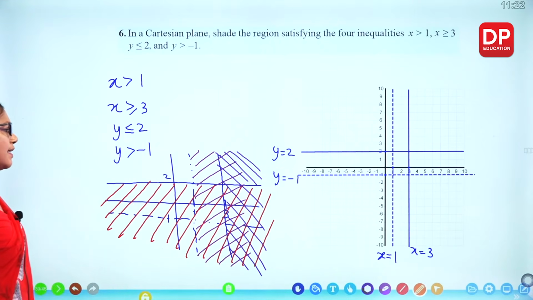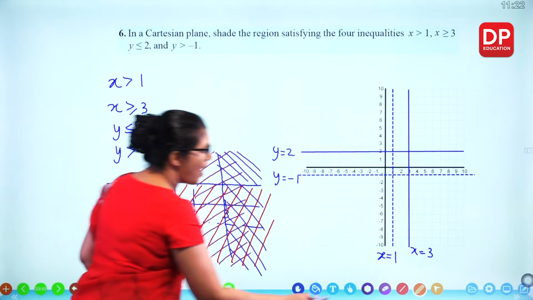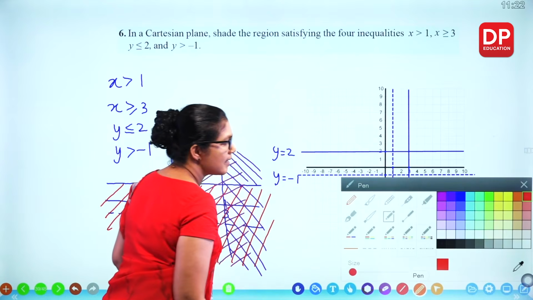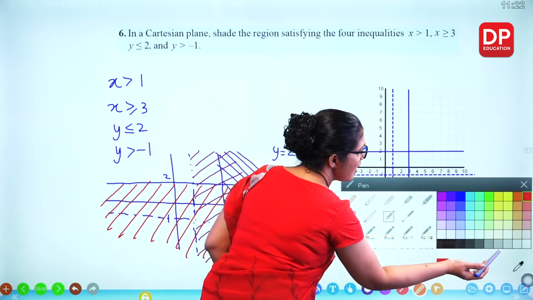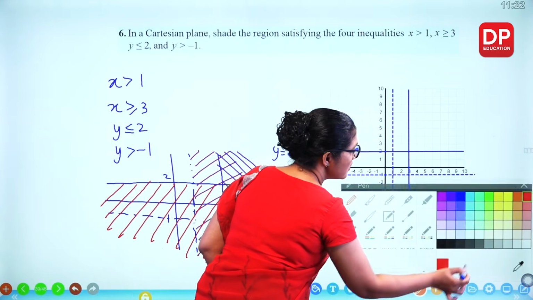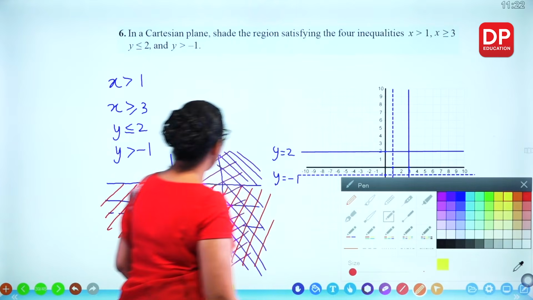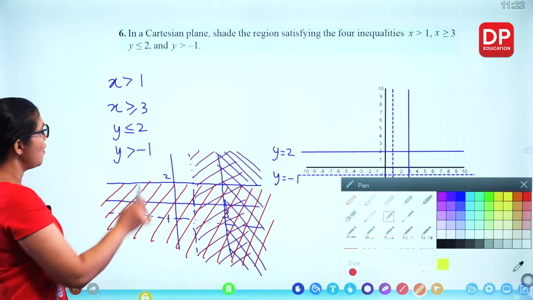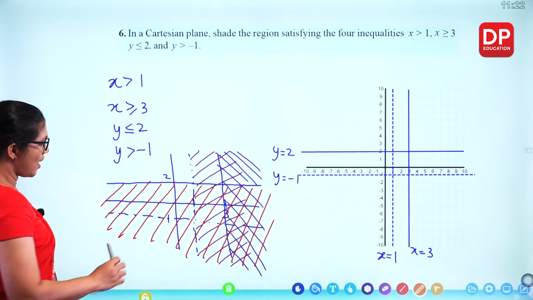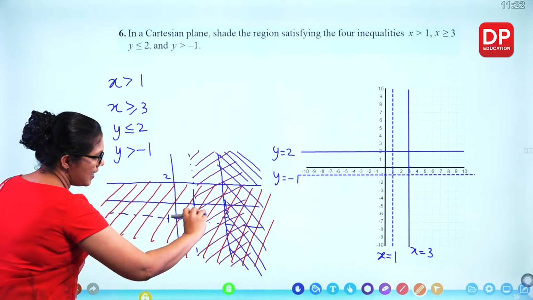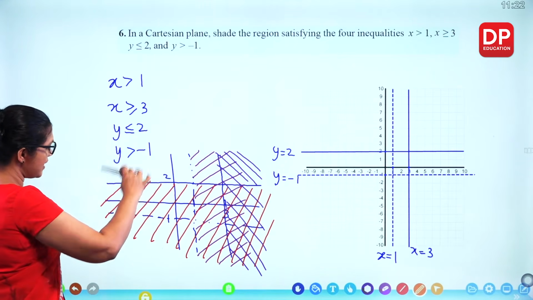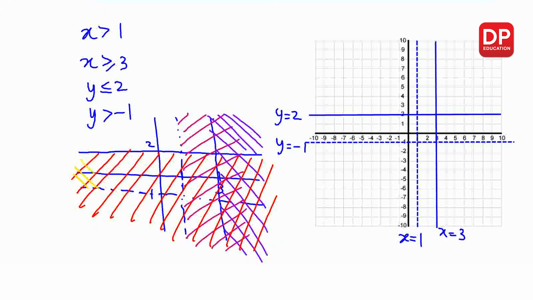So that's less than side, and y greater than, I'll take yellow color just to identify which region satisfies. Y greater than minus 1. So minus 1 is this one. This is less than side. So greater means above. So I want to color above minus 1.